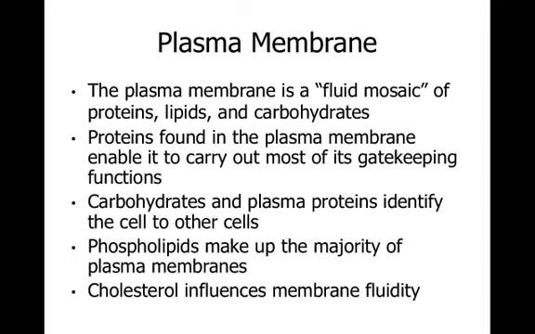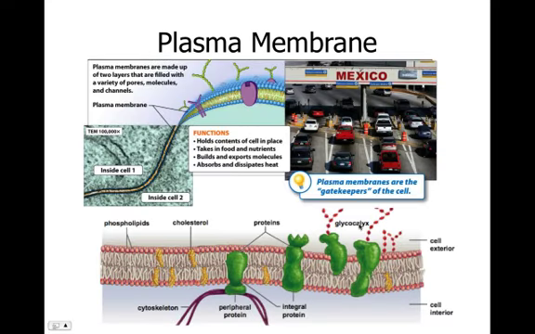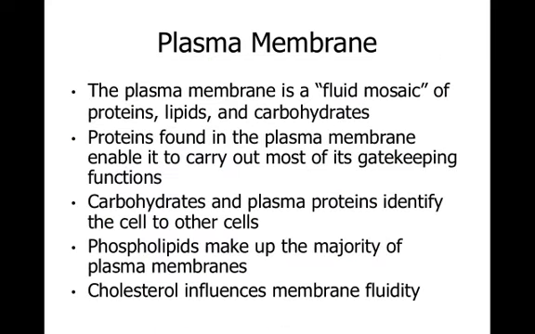Secondly, we have our carbohydrates. Our carbohydrates with the plasma proteins allow the cell to identify itself to other cells. So if we back up and look at the picture again, these glycoproteins are making up this glycocalyx, and the glycocalyx is this sticky layer on the outside of the cell. You can see that all the carbohydrates are sticking out of the cell, and the proteins are in the membrane there. So it's making up this sticky surface that allows our cell to identify itself.